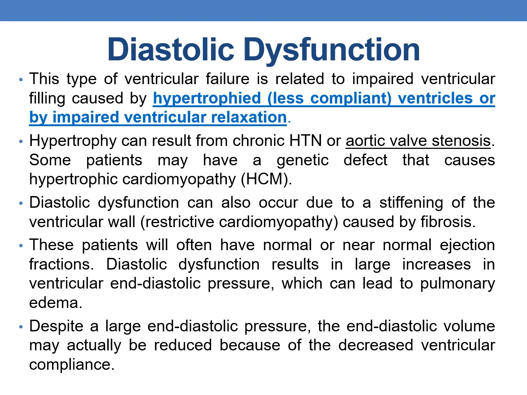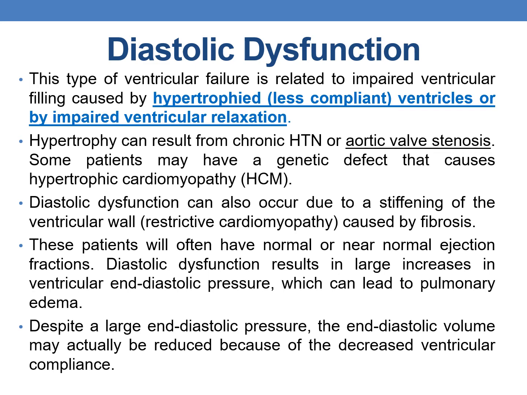Hypertrophy can result from chronic hypertension or aortic valve stenosis, and some patients may have a genetic defect that causes hypertrophic cardiomyopathy (HCM). The diastolic dysfunction can also occur due to stiffening of the ventricular wall, which is caused by fibrosis. And these patients will often have normal or near normal ejection fractions. This is also a characteristic feature.